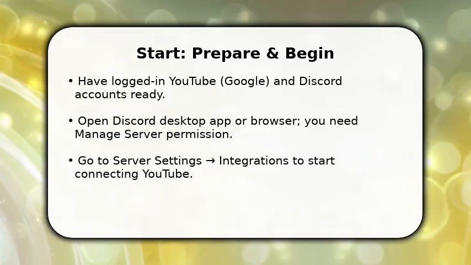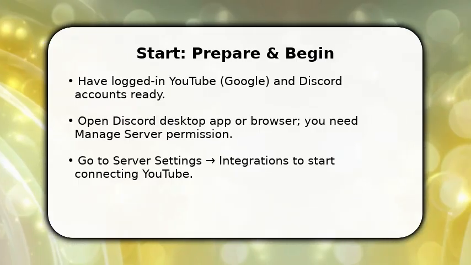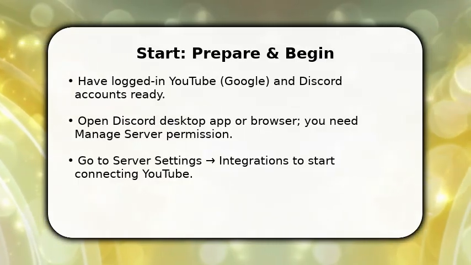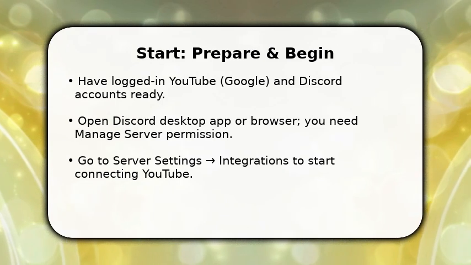Start the add flow now so you can authorize Google and choose the channel to link. Doing this first avoids permission errors later and keeps things efficient.